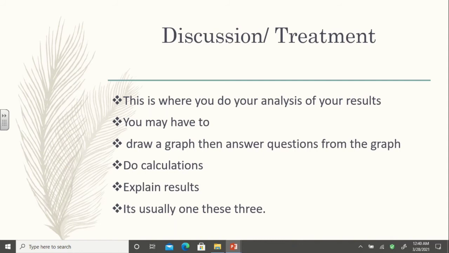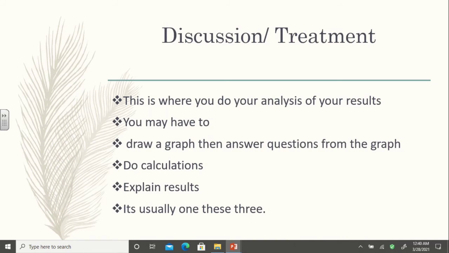Usually, it's one of these three things. You either have to draw a graph, explain your results, or do some calculations. Almost always it's one of those things, or a mixture of those things. So that's usually what your examiner is expecting you to do. And of course, that's dependent on the data that you have and the observations that you're working with.